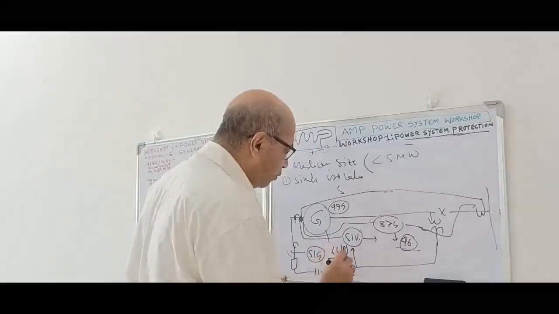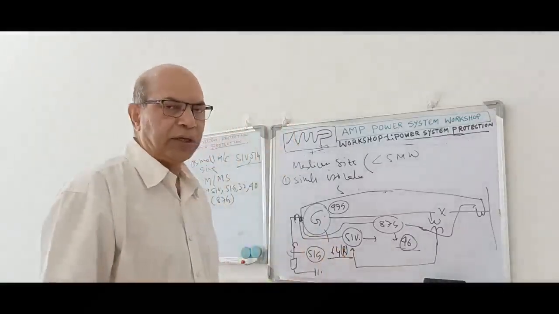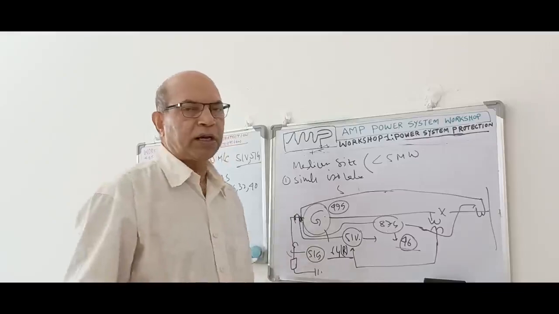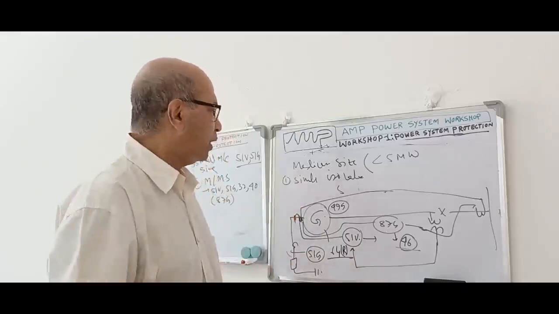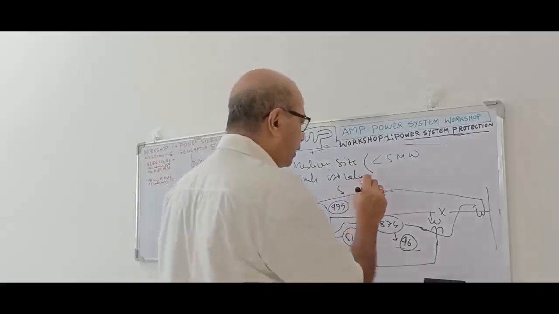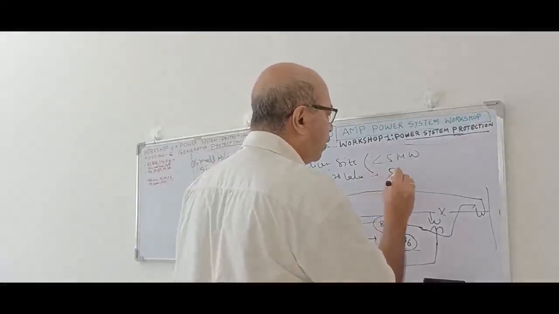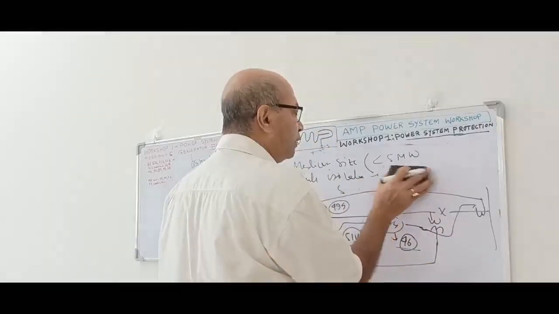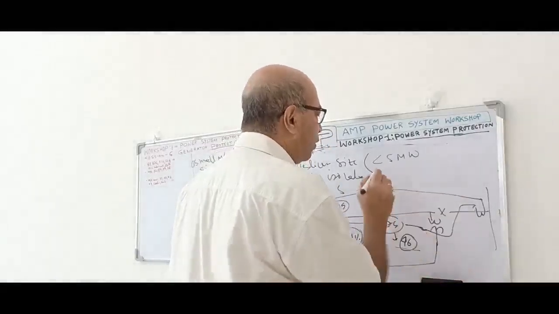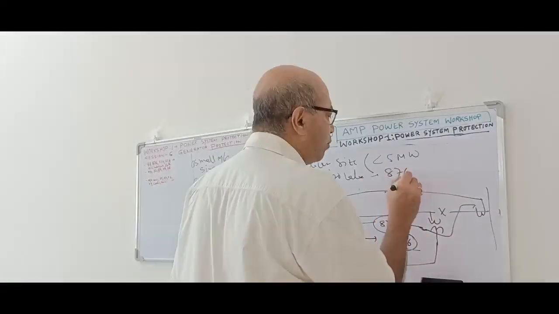Rotor arc fault protection we can also provide, in case of rotor arc fault. So these are the various protections. For a small isolated mid-size machine, we will provide 87G. Under differential and phase and arc fault, 87G will be there. That is the main protection.